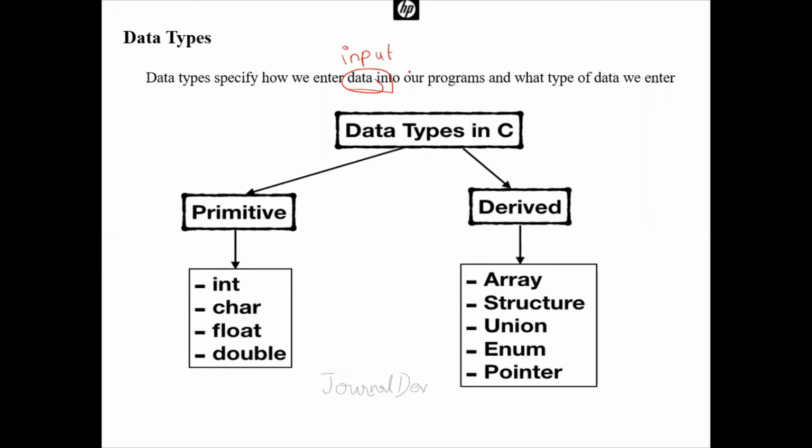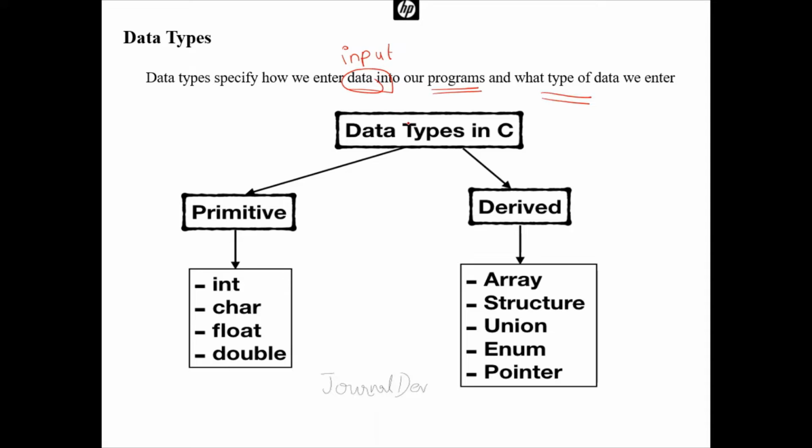So basically in a C program, there are different ways to pass an input. But in real life, you can pass text as an input, or you can pass video as an input, or you can pass audio as an input. But in a C program, there are different types of input, or different ways you can pass the data. So how we can enter the data into our program and what type of data it is.